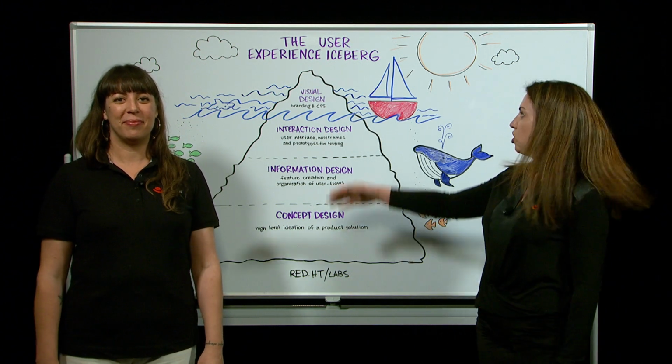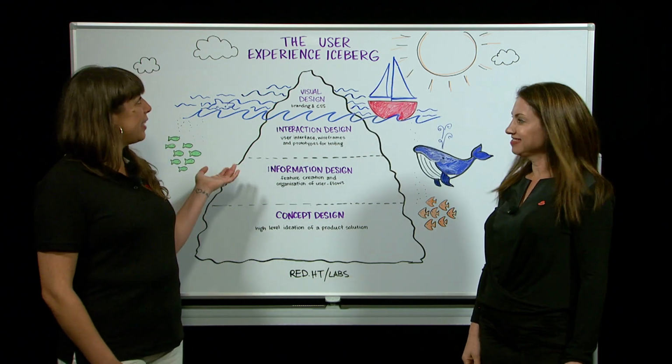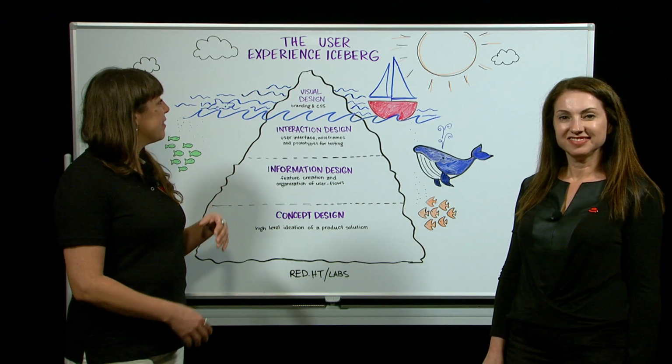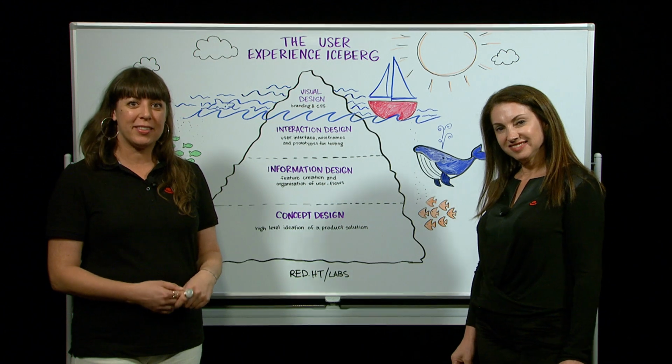And we are here to talk about the User Experience Iceberg. This is an iceberg diagram that we like to use because it talks about all of the actions and activities that go into user experience design.